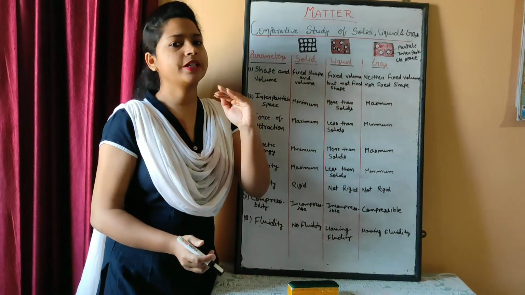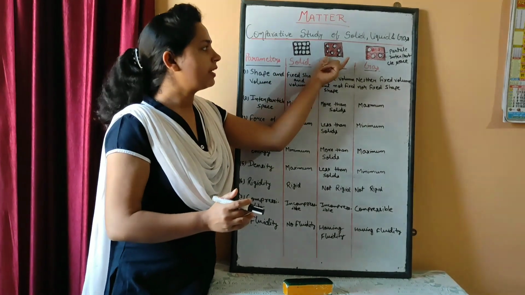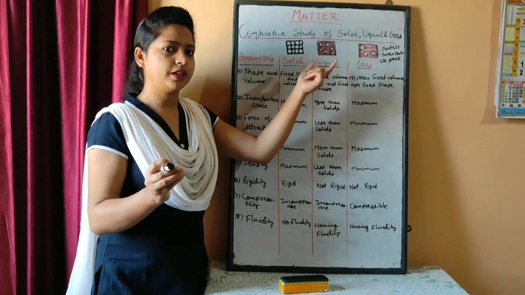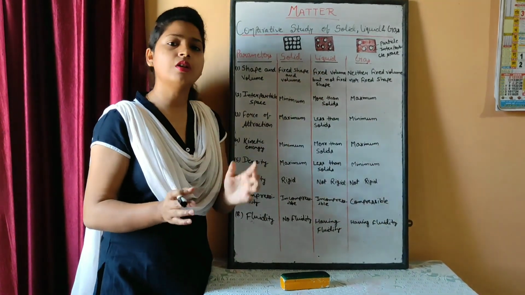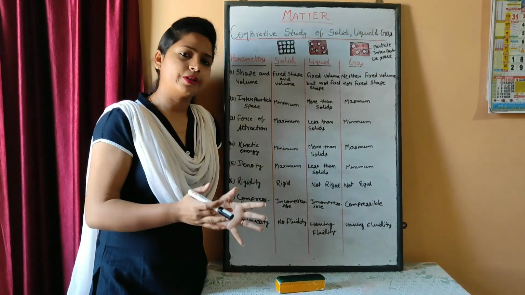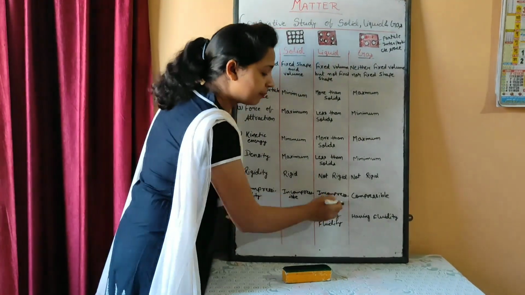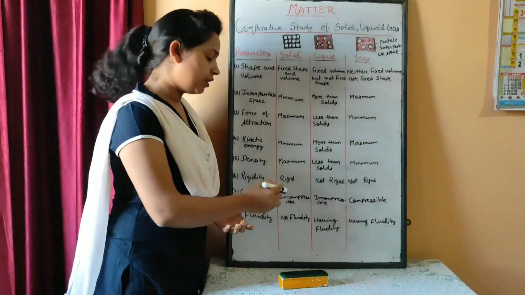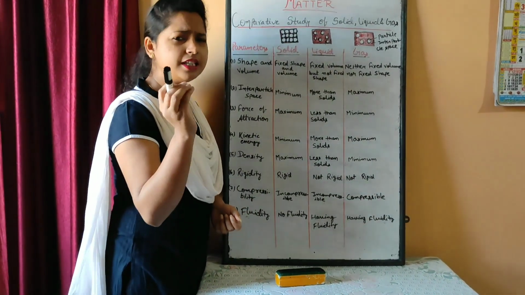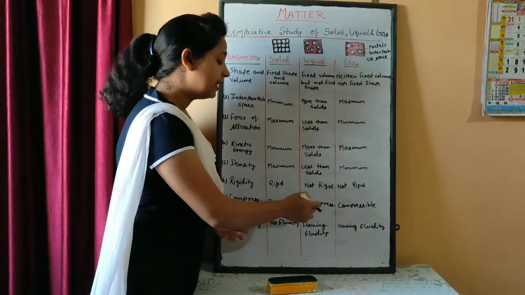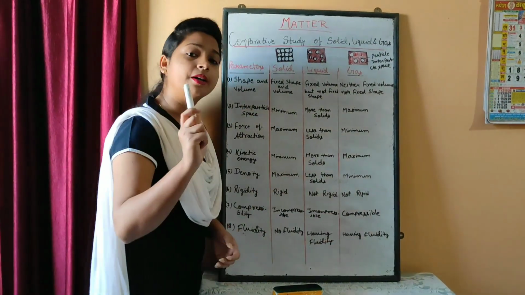We can compress liquids to a certain extent due to the interparticle space present between the liquid particles. But since there is no practical use of compressibility of liquids, we are not supposed to compress liquids either. That's why I have used the term incompressible here. Solids are incompressible because of the least interparticle space. Liquids are also incompressible, but gases are compressible.